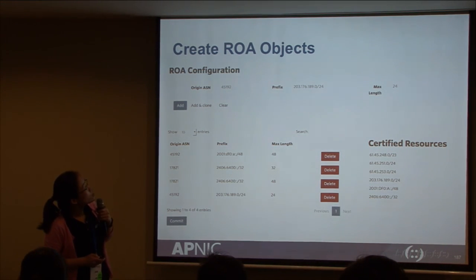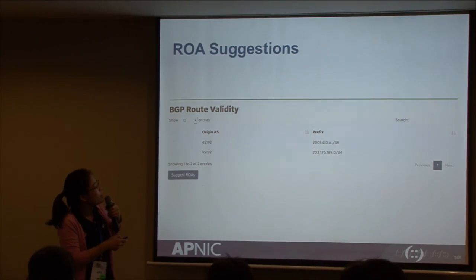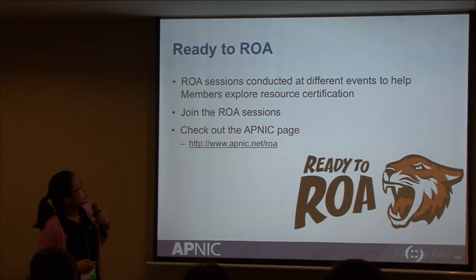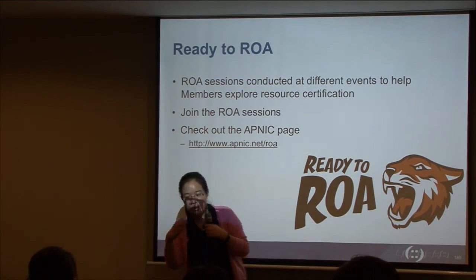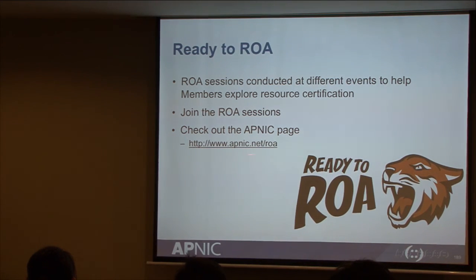So here is creating ROA objects, and here are some suggestions. Maybe you didn't configure, and we just suggest the ROA, and then you can create. In this part, I would only show you that MyAPNIC has this function to configure, and for the detailed parts you can check on the APNIC page. If you are interested in deploying RPKI and have further questions, you can ask me and our other APNIC staff. We are here for this conference, so we are happy to answer questions.